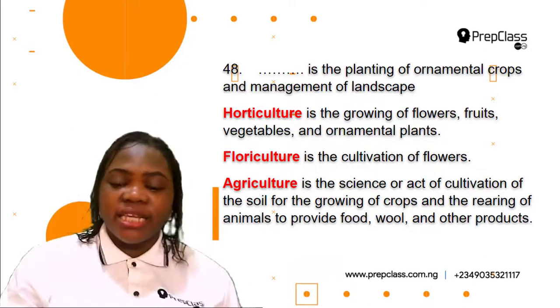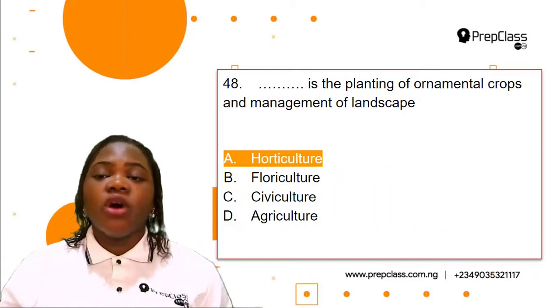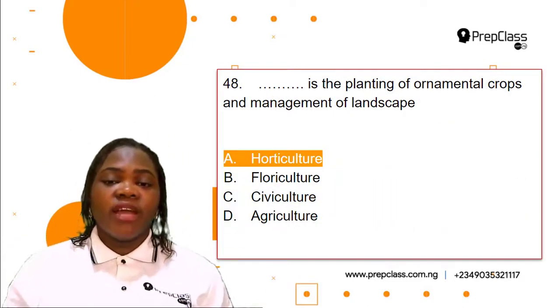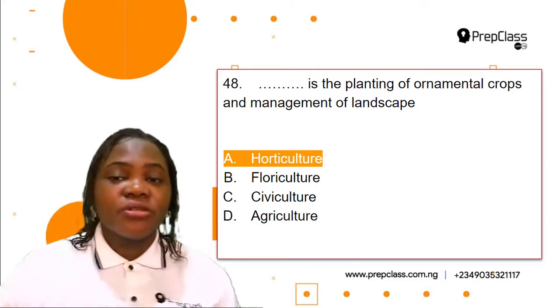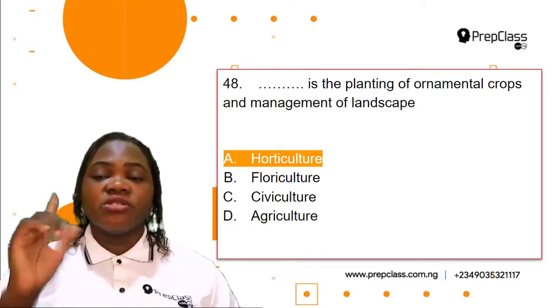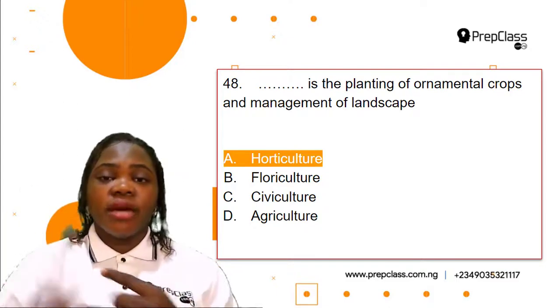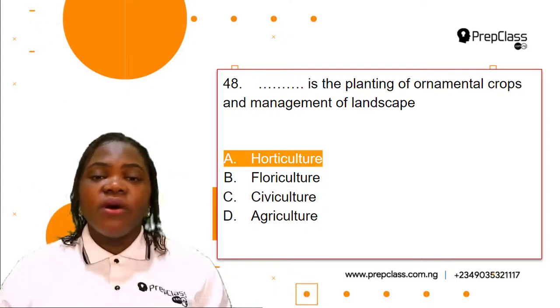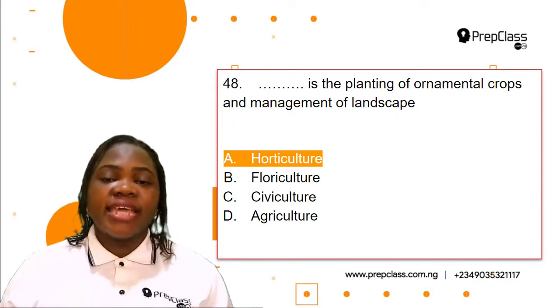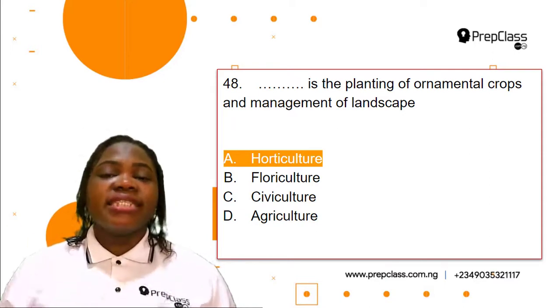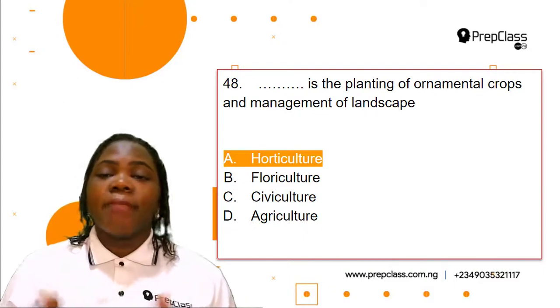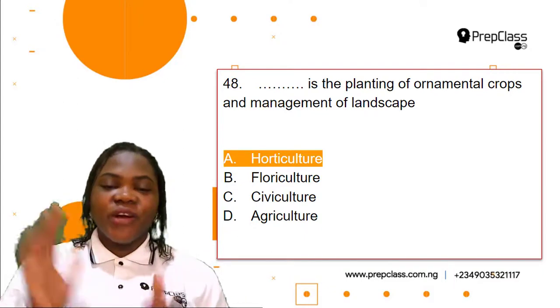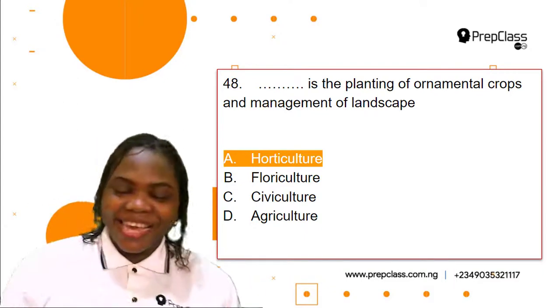So now the question is, dash is the planting of ornamental crops and management of landscape. So the answer is horticulture. Remember that horticulture has to do with planting of flowers, ornamental crops, fruits, and management of landscape. Okay, so the correct option here is A. So horticulture is the planting of ornamental crops and management of landscape. So the correct option here is A.